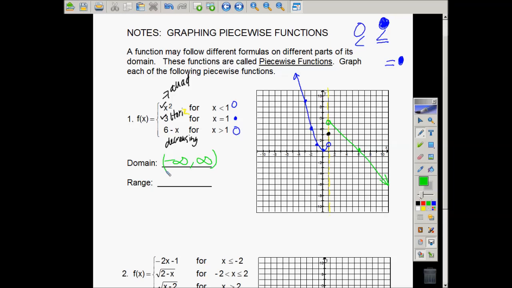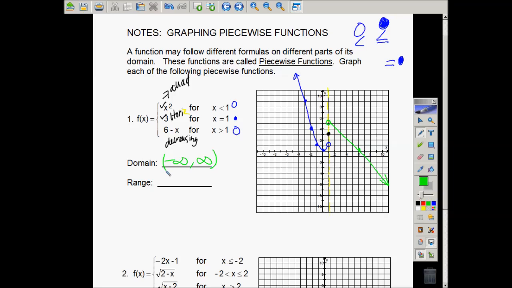Everything in the real world is based on piecewise functions because we're not consistent. At one moment we may be doing one thing, then at another moment we may be doing this function, and at another moment we may be doing this function. Because of this lack of consistency, piecewise functions are used to model real world situations.